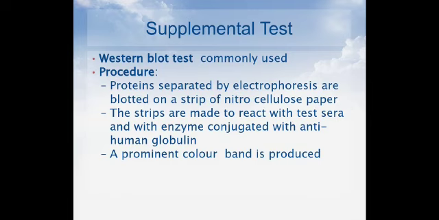The most commonly used supplemental test is the Western blot test, wherein the proteins of HIV, that is GP120, GP41, P24, P18, P55, all of them are separated by electrophoresis and blotted onto a strip of nitrocellulose paper. These strips are available commercially. When we add the patient serum suspected of HIV, if the serum has antibody, it will bind to the antigen present on this strip and a prominent color is produced.